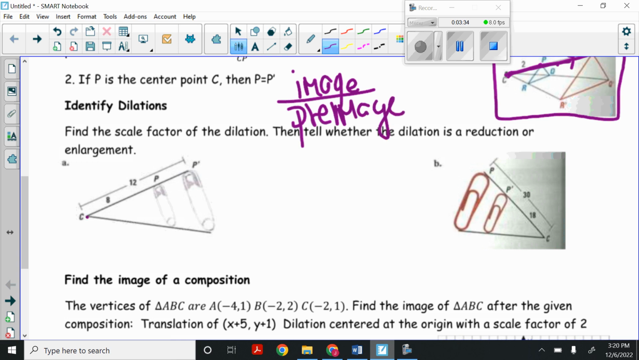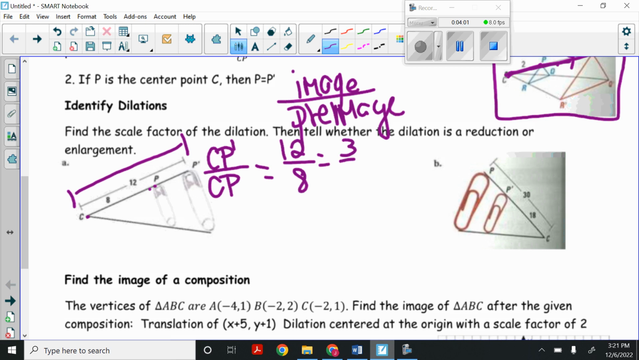So in this picture, I have a C, a P, and a P prime. So I'm going to do CP' because that's going to be my image over my pre-image CP. The entire length, they tell me, is 12. So I'm going to have 12 over, just from C to P is 8. And as always, since I can reduce 12 and 8, I need to do that. 12 and 8 both have a 4 in common. So this reduces to 3/2. So my scale factor, or my k, is 3/2.